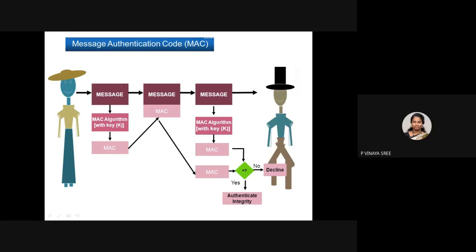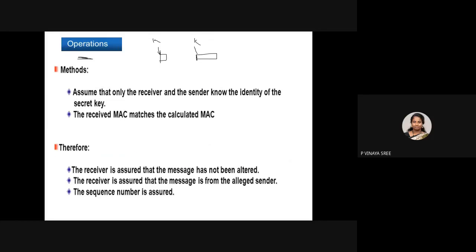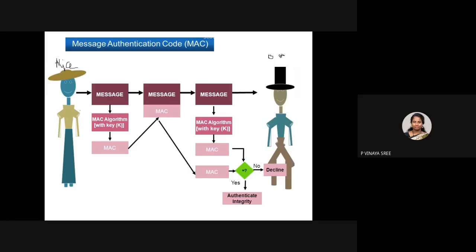This is your message. Let us consider these two: this is your Alice and this is your Bob, who want to communicate with each other. For communicating with each other, what is the first process? Assume they have a secret key K. Let us consider that the secret key Alice and Bob are using is 4, for the sake of understanding.